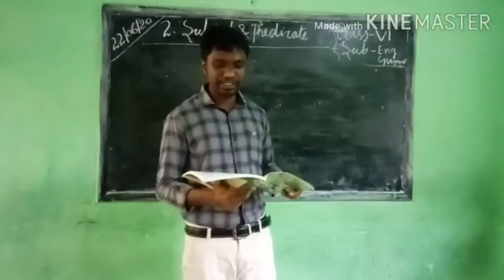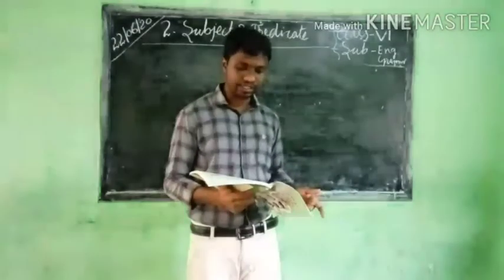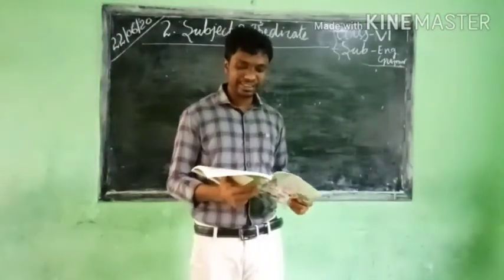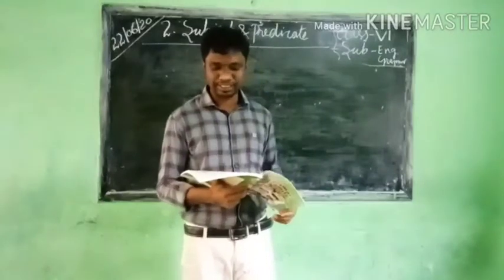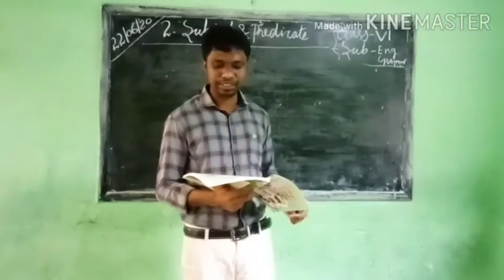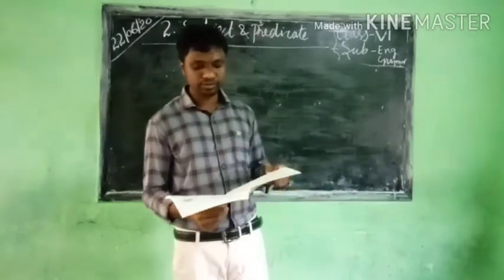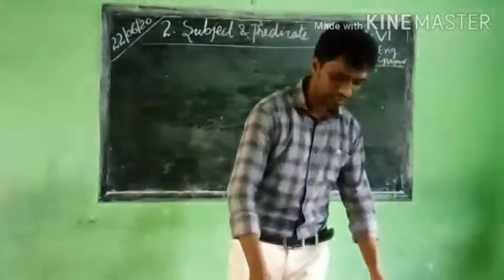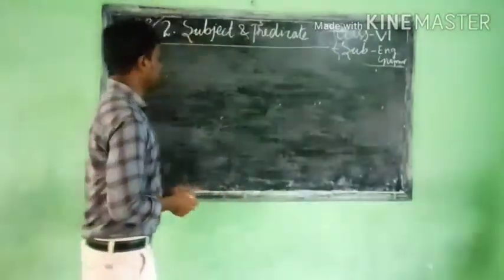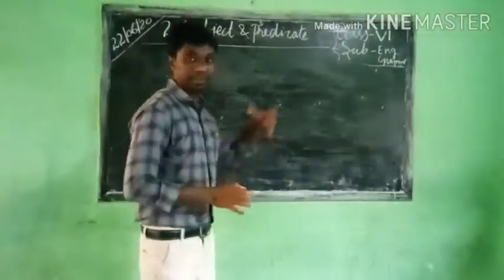Sentences that begin with here and there. In sentences that begin with here and there, the subject usually appears at the end. For example, there are two puppies. Here is the shop.